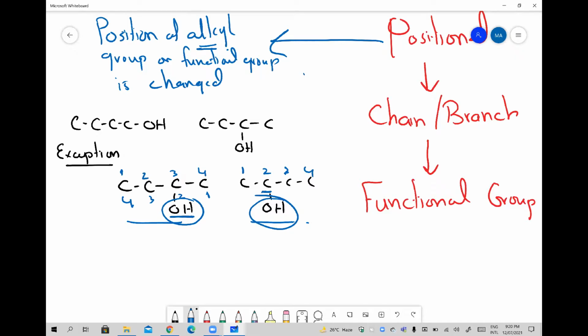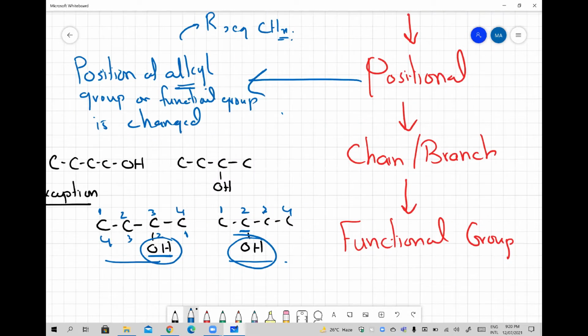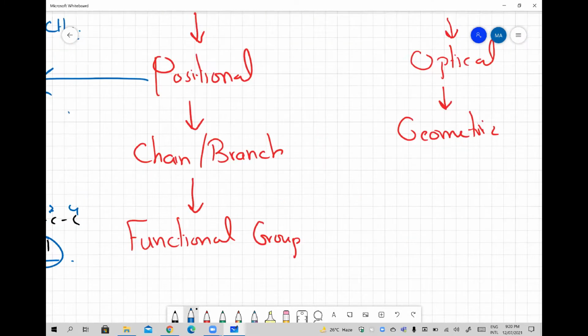All right. Now, chain or branch isomers.